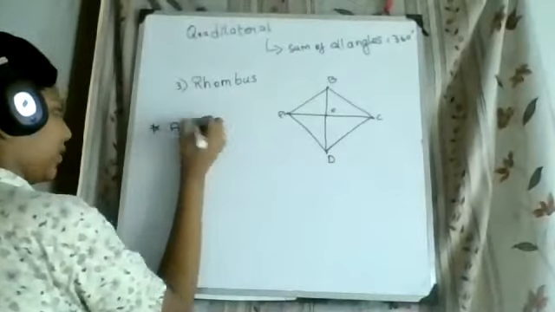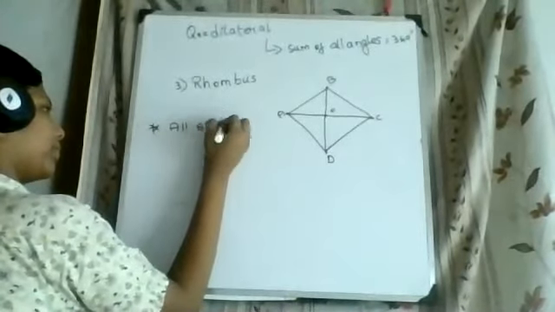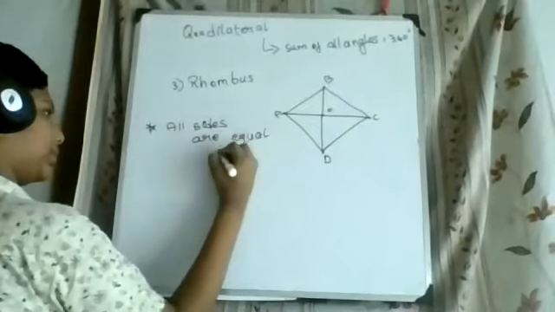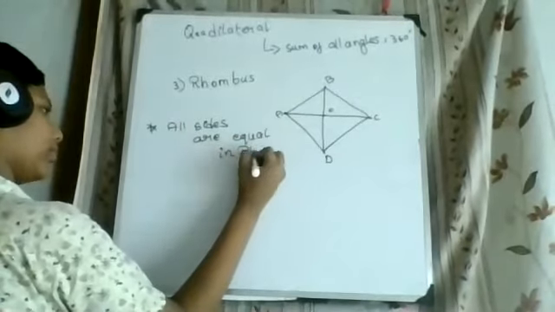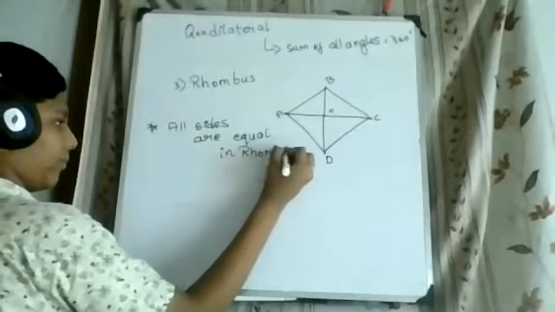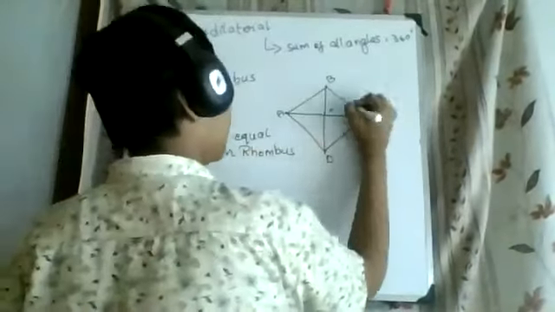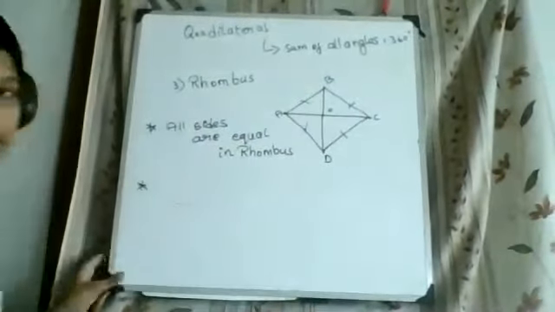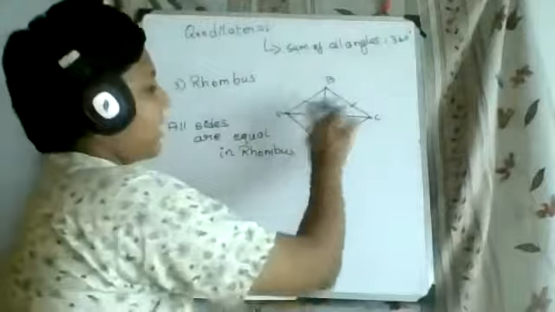All sides are equal in rhombus. Okay. And next we'll discuss about angles. See, listen properly. This is an isosceles triangle.